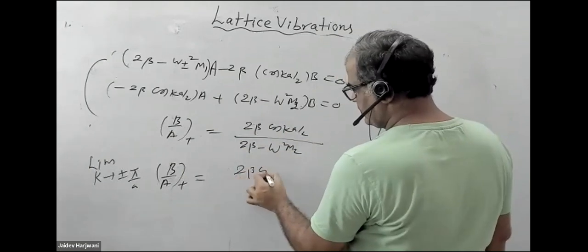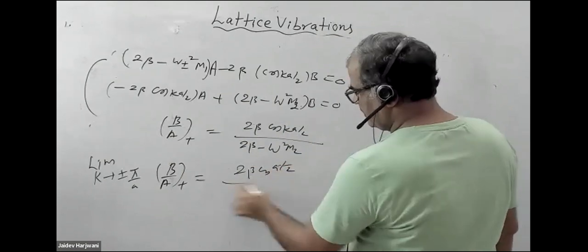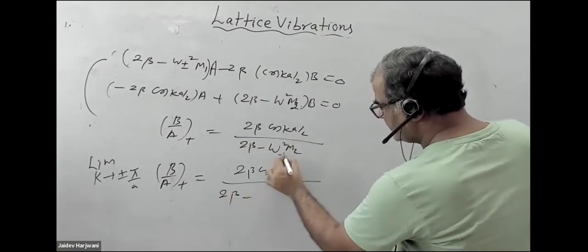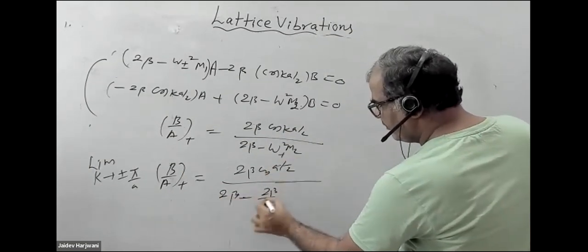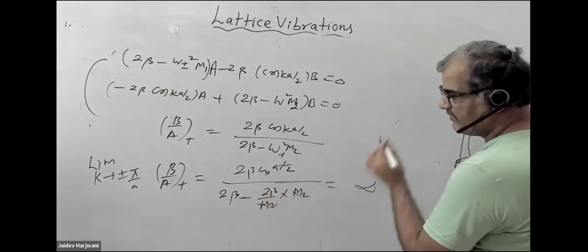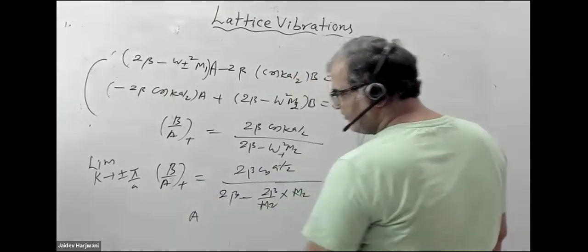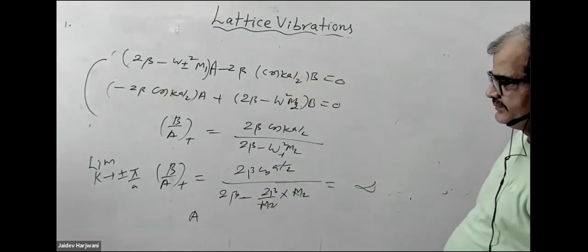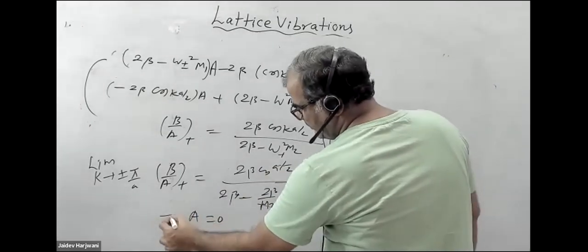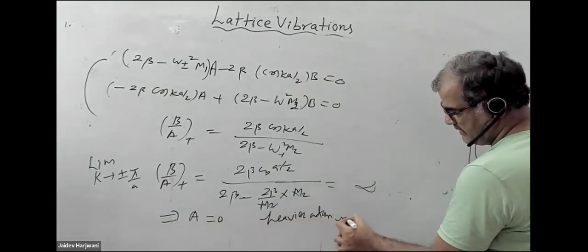This is 2 beta cos ka by 2. Okay, and write 2 beta. Okay, omega plus square is what? 2 beta upon m2, and this is also m2. So m2 cancels, so this becomes 0 below, so this becomes infinite. Okay, so infinite means what? Your b by a is infinite means a is 0. That means the heavier atom is at rest. Heavier atom is at rest.